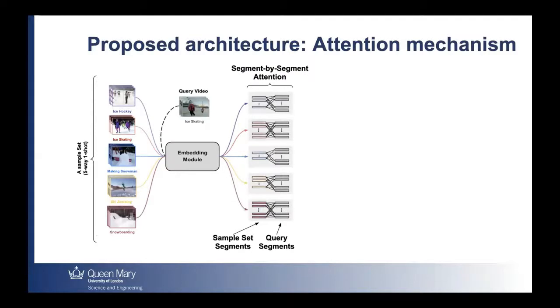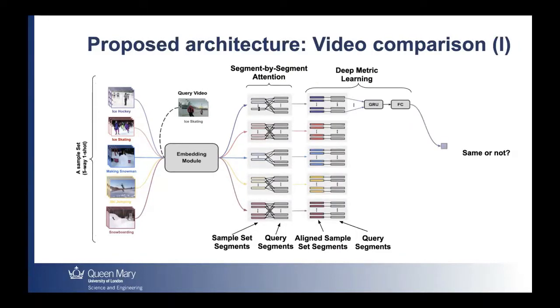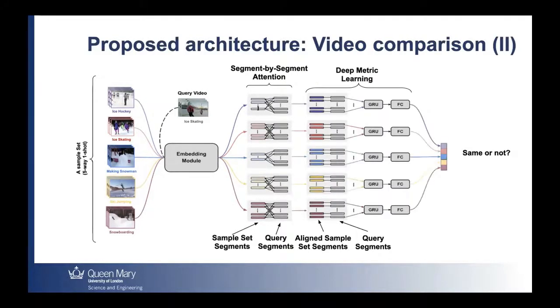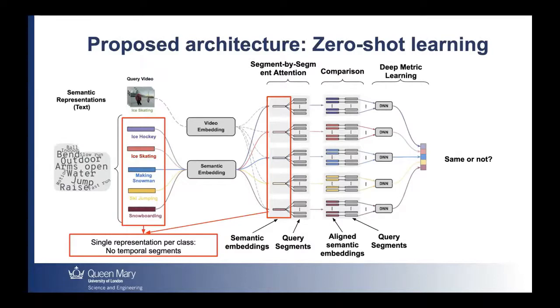Then we perform multiple comparisons between these segments, and we assign the label of the class with the highest similarity to the query video. In the zero-shot learning case, instead of a few videos, we only have a single text representation for each class, and the rest of the architecture works similarly.